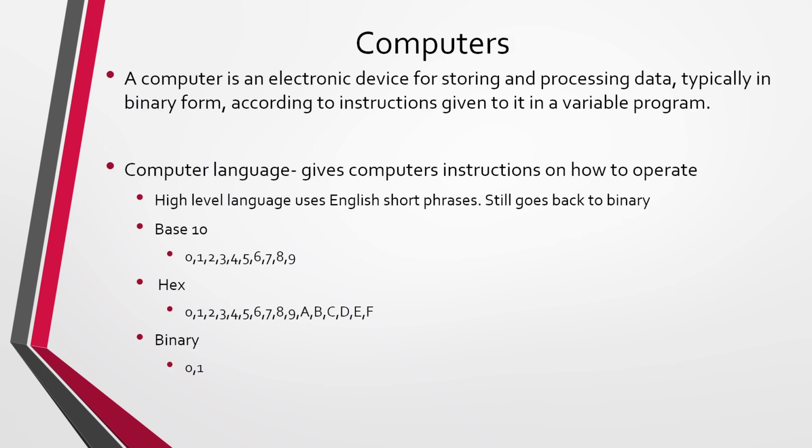Now that we've had the history of the computer, we'll talk about what a computer is and what it is for. A computer is an electronic device for storing and processing data. You may not have thought about that before, but it's just an electronic device for storing and processing data. And typically, it works in binary form according to instructions given to it in a variable program.